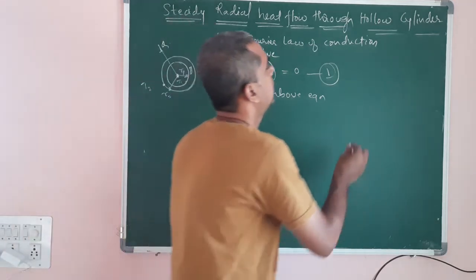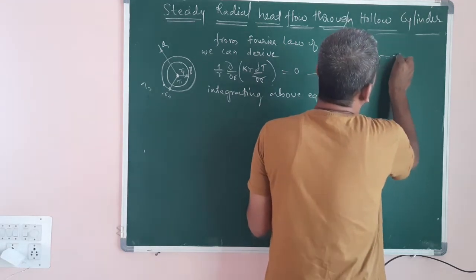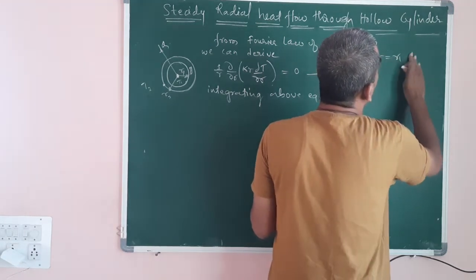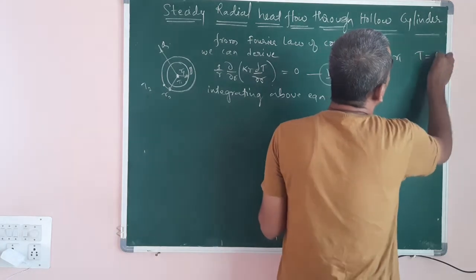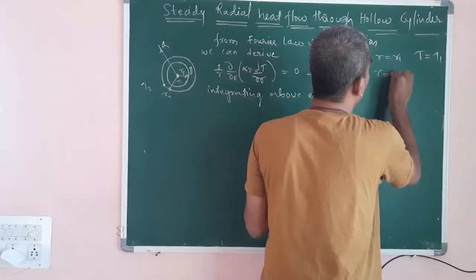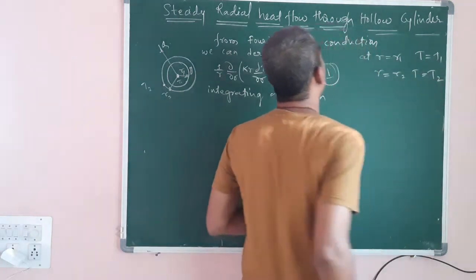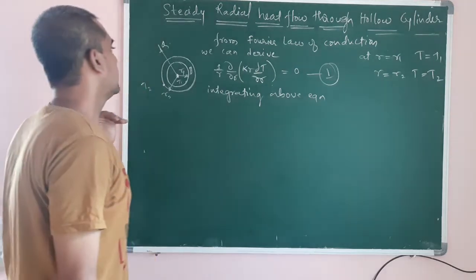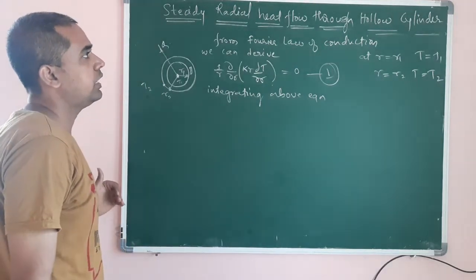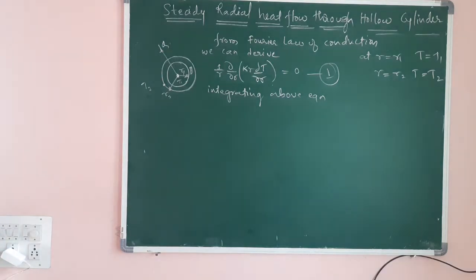Okay, let at r equal to R1, T equal to T1. Okay, and at r equal to R2, T equal to T2. Now we will calculate steady state radial heat flow through a hollow cylinder.